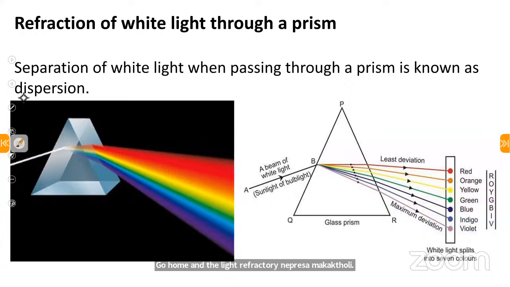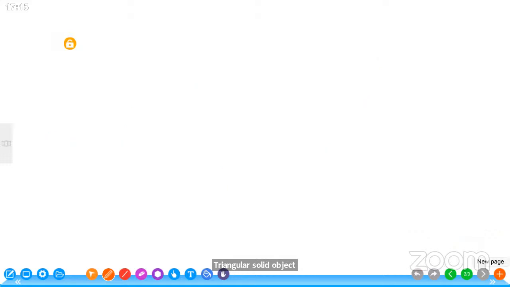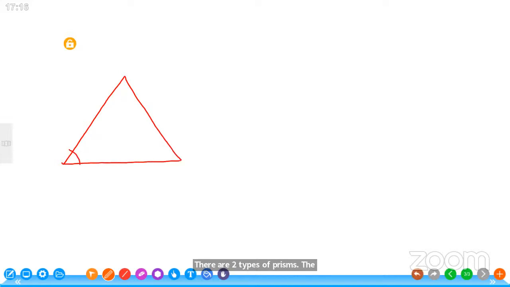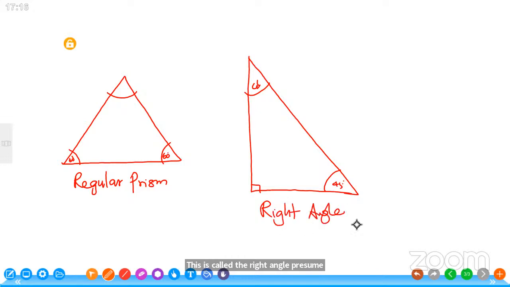Through a prism. A prism is a triangular solid object. There are two types of prisms. The prism with equal angles, 60 degrees, is called the regular prism. We need the regular prism for this activity. The other one is the right angle prism. Though I draw them in 2D, they are 3D diagrams. 45 degree angle. This is called the right angle prism. When light travels or refracts through a regular prism, what happens?